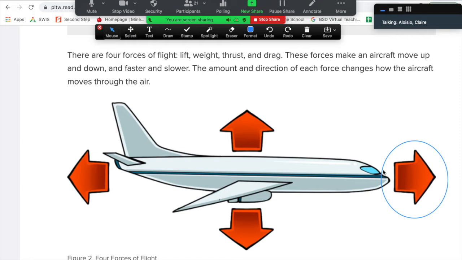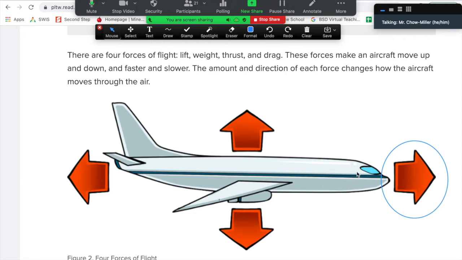Well, I kind of got them confused. I feel like drag would be the arrow pointing left, and thrust would be the one in the front. I got confused. Yeah, it's not confused. We didn't teach this yet, so you were guessing. That's okay. This is moving forward, so these arrows represent the plane.